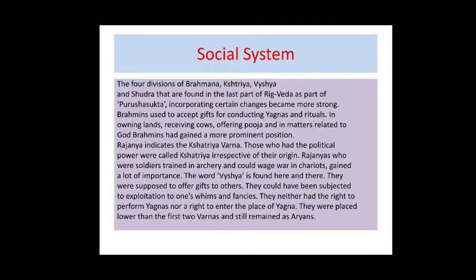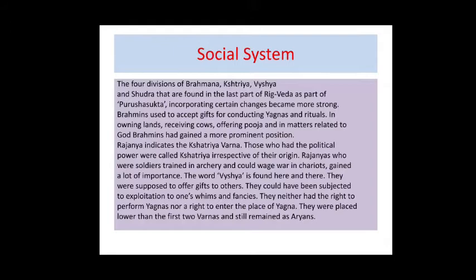Rajan indicates the Kshatriya Varna. Our king, those who had the political power, were called Kshatriya, irrespective of their origin. Rajanyas, who were soldiers trained in archery and could wage war, gained a lot of importance. Kshatriyas are the kingly classes who could give training and gained importance in preparing the army.